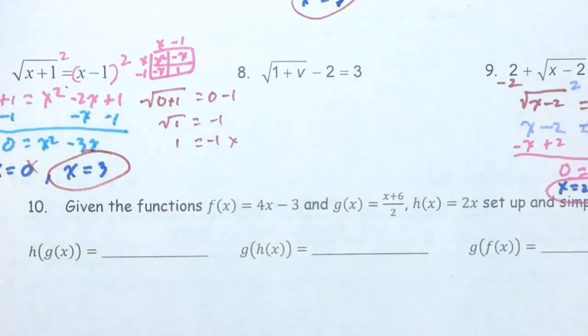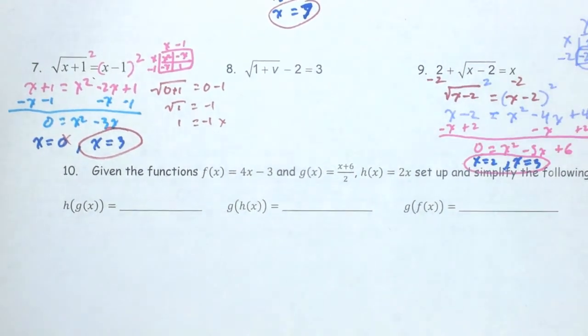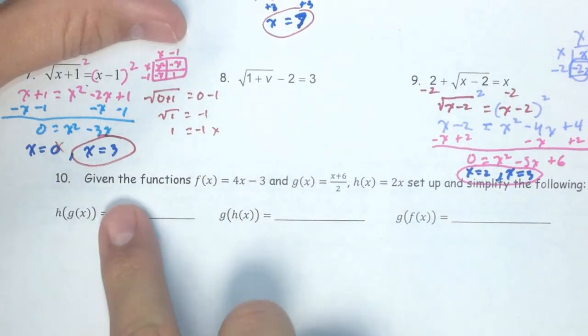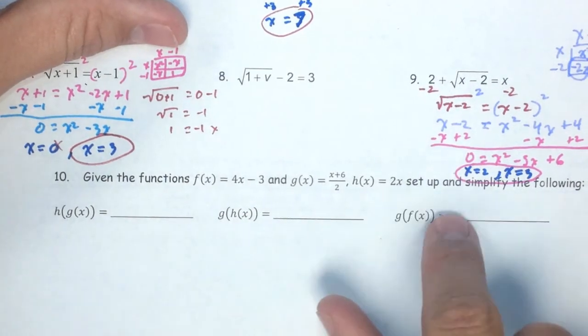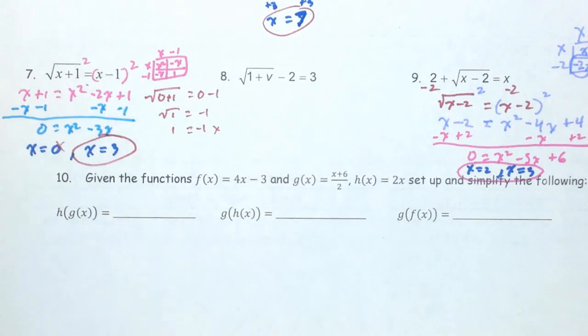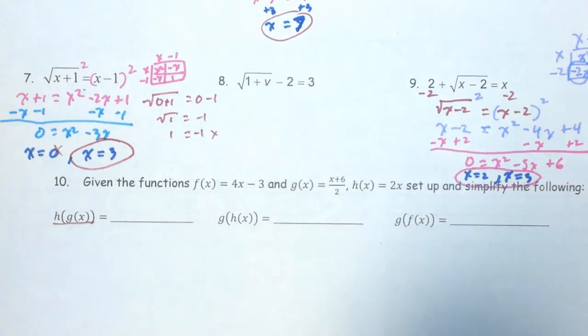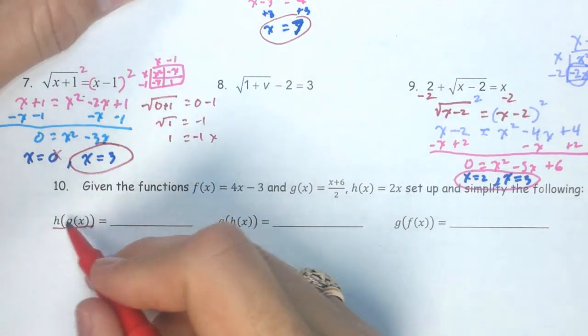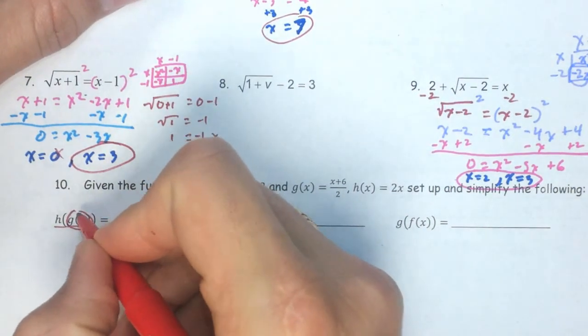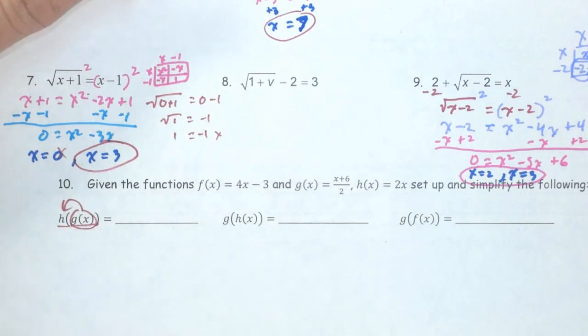Let's go ahead and look at number 10. Number 10 says, given the functions, set up and simplify the following. So let's go ahead and set these up. These are composite functions. Let's start with h of g of x. I'm taking all of g of x and plugging it into h of x.